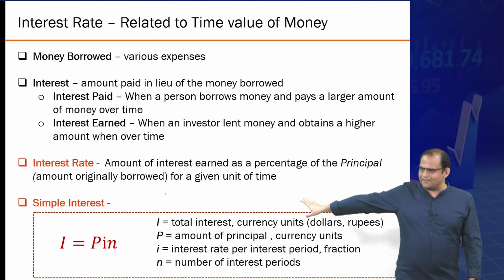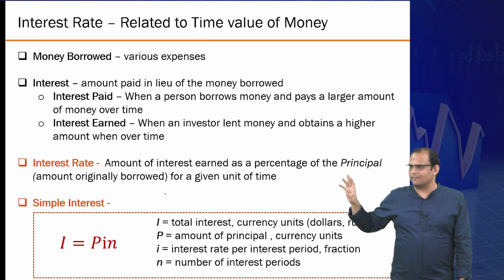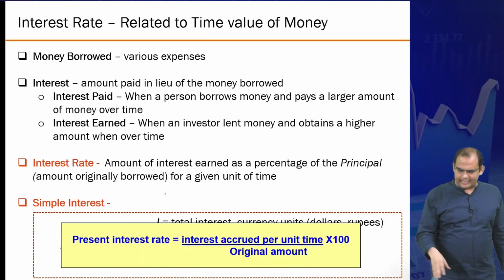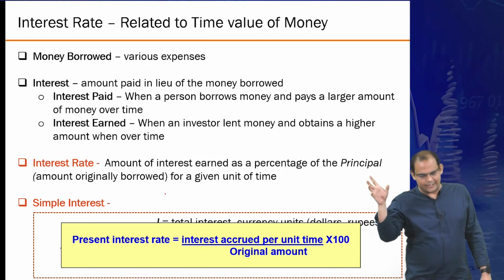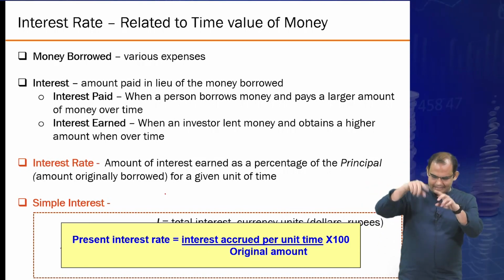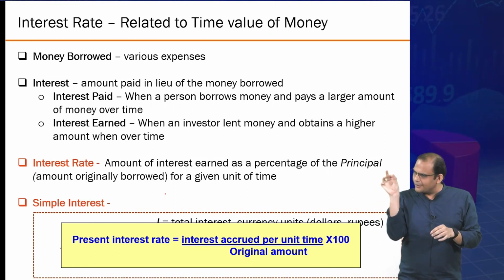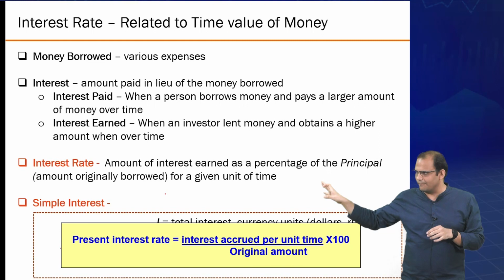So this formula is pretty simple. Capital I equals capital P times i times n. So this is the interest formula. Again, you can rearrange it: small i equals the interest accrued, which is capital I, divided by P, and per unit time, so divided by n will also come into the formula, right?